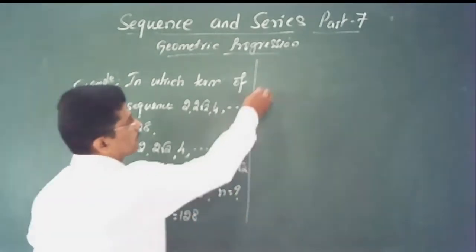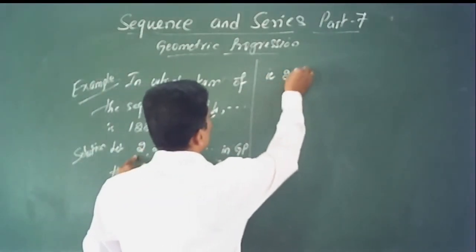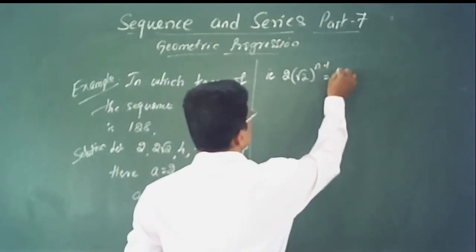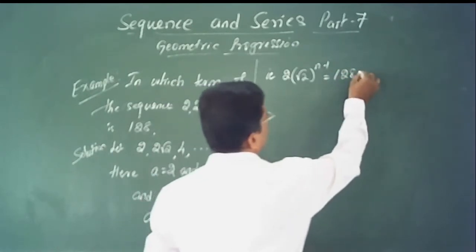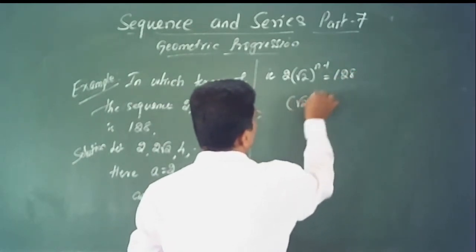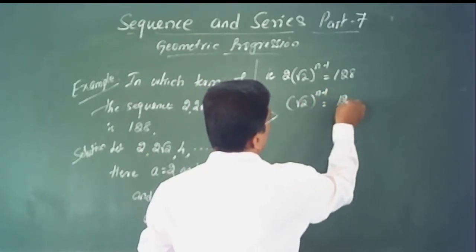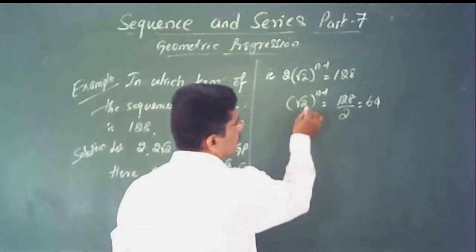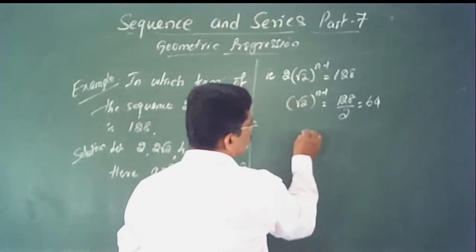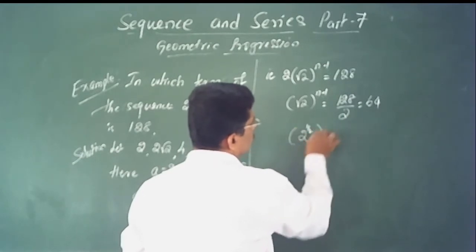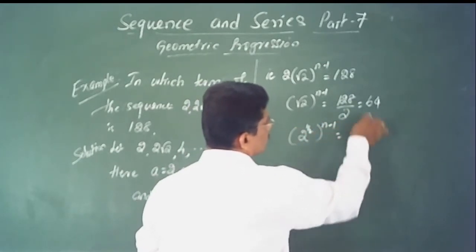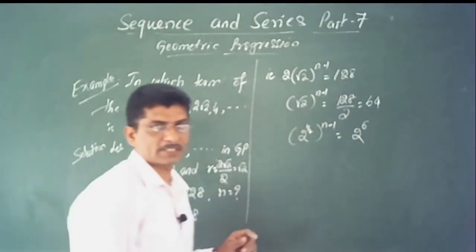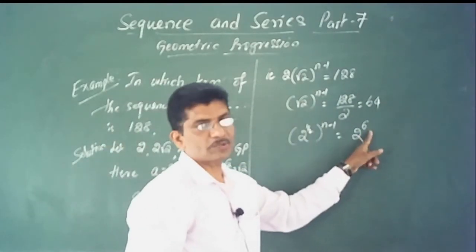Here substitute the values. What is the value of A? 2. What is the value of R? Root 2 to the power n minus 1 is equal to 128. Here you know that root 2 to the power n minus 1 can be written as 128 divided by 2, its value is equal to 64. And again using law of indices, root 2 means 2 to the power half, whole raised to n minus 1. Its value is equal to 64, which can be written as 2 to the power 6, in terms of 2 raised to n terms.